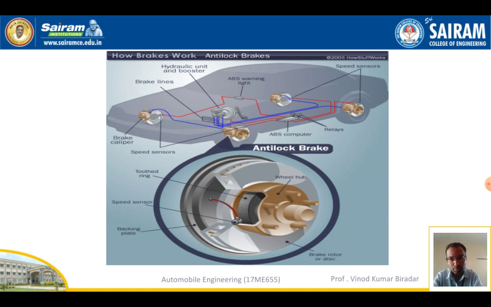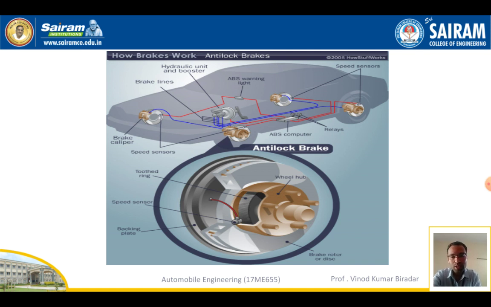and it is rotated. So here a speed sensor will also be there. When the wheel is rotated, the tooth ring is rotated, and when the brake is applied, this speed sensor will actuate. It will tell the wheel, and it will stop automatically. So this is the main working of this anti-lock braking system. I will repeat this.